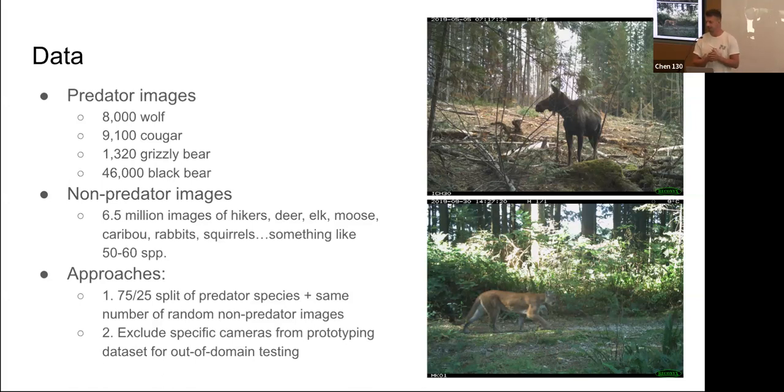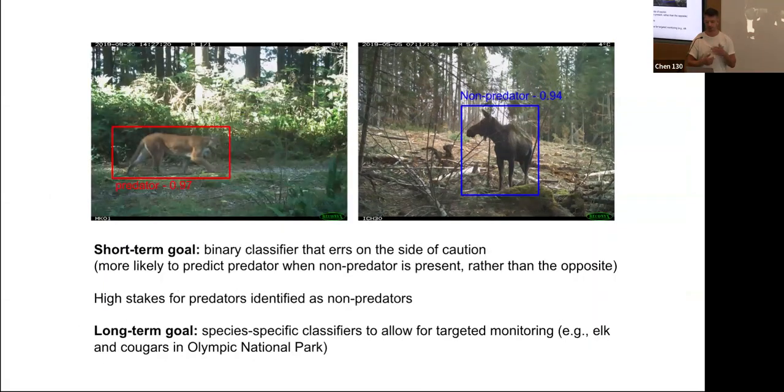Great. Yeah, in places that the cameras have not been set before, that'll be really important. And so the short-term goal is really just a binary classifier. It says there's a predator in this or there's not a predator in this. Ideally, we would like it to predict predator more often than not, because in this use case scenario, if you're saying there's not a predator, but there is, there's high potential for conflict. So it could be potentially risky if we are saying that there's not a predator when there actually is.